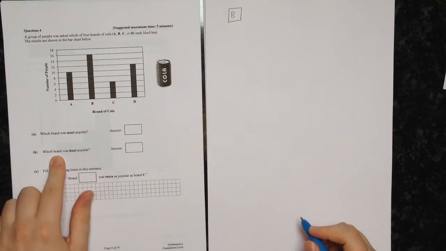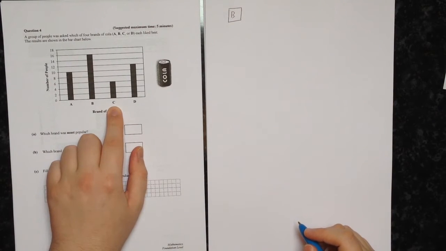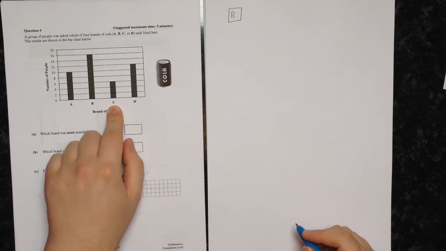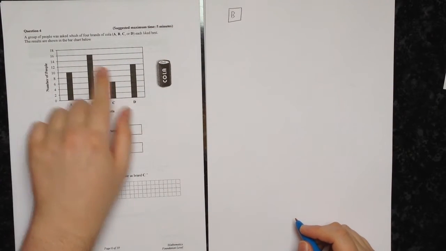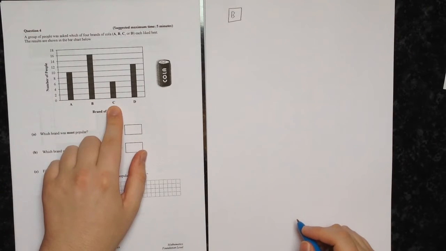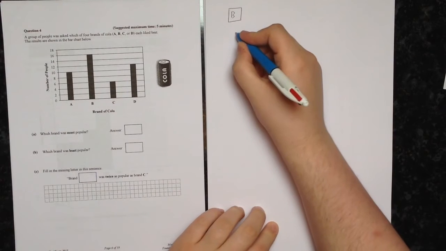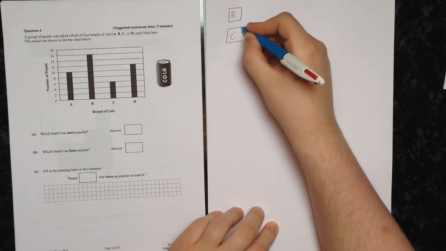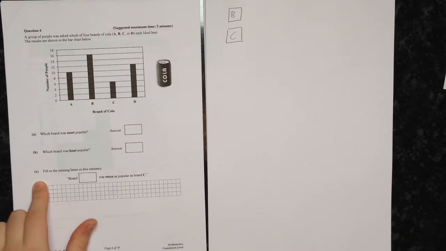Part B, which brand was the least popular? Again, we can see this is C, because A, B, and D each have more people that said they were better brands of cola than C. So C is the least popular.